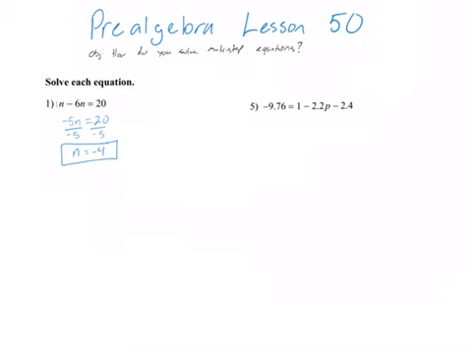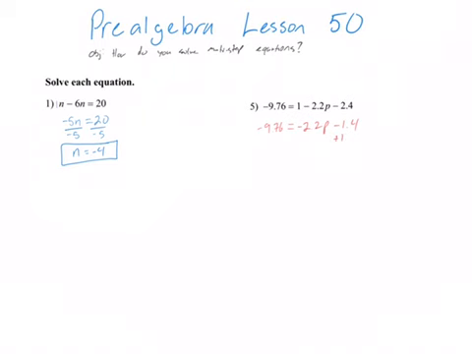Okay, now I'm looking at this one, and I don't see any other p's that I could combine with that one. However, this is a 1, and that's a negative 2.4, so I can combine those two together. So I'll just leave that as negative 2.2p. And then 1 minus 2.4 is going to give me negative 1.4. It's equal to negative 9.76.